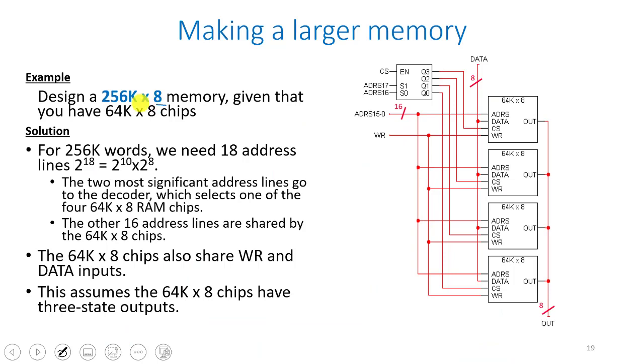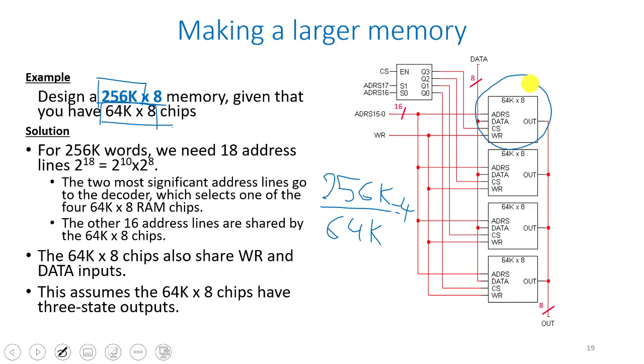I want to design a 256K RAM out of 64K. Now, the idea is, it's not always easy to find a 256K RAM, but sometimes in the market you will find a 64K cheaper. So we are going to do a simple division. 256K over 64K, which will equal 4. This means I will need 4 of these modules over here.